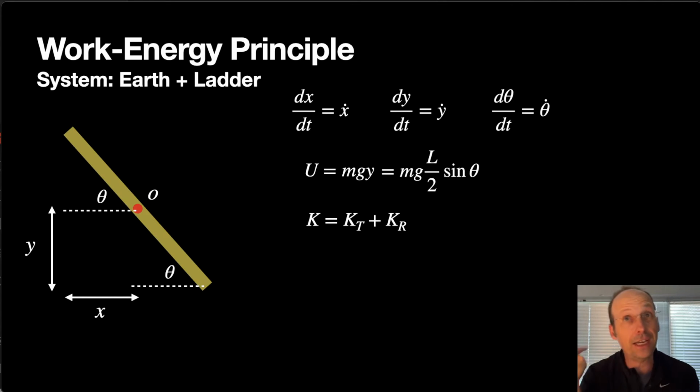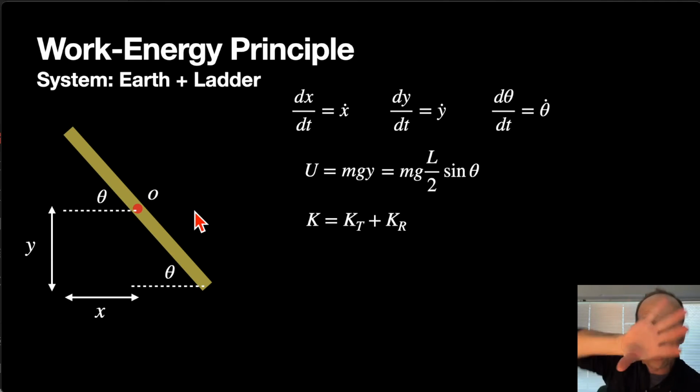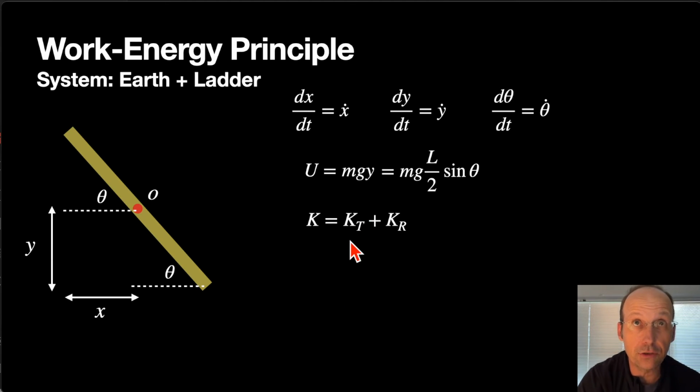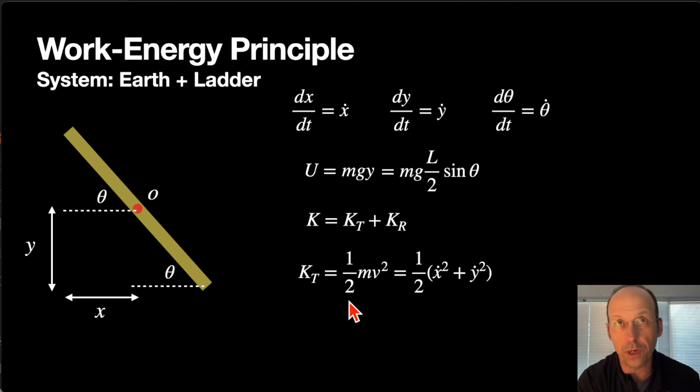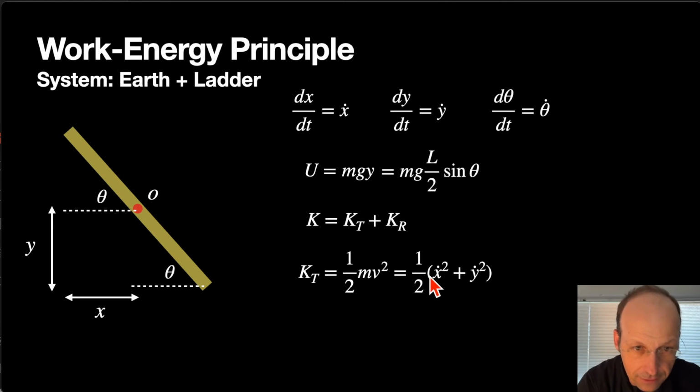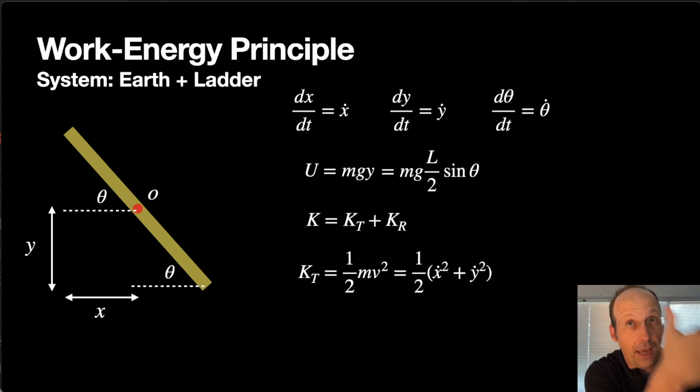Now, for the kinetic energy, I actually have two types of kinetic energy. This ladder can have motion. It can move in the x and y direction, and it can also rotate. So it's going to have translational kinetic energy plus rotational kinetic energy. For the translational kinetic energy, it's just 1/2 mv squared. But if I think about that in 2 dimensions, I forgot the mass. I'll put it back in later. You know there should be a mass there. It's 1/2 m times (x dot squared plus y dot squared), right? Because x dot squared plus y dot squared is the velocity squared. We have the x velocity squared and the y velocity squared, and we get the total velocity squared.